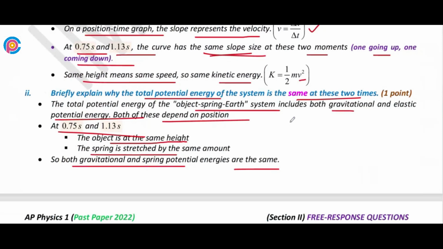We can also see this from the law of conservation of energy. Total energy is equal to the sum of kinetic plus potential. If kinetic is the same in these scenarios, then potential is also the same in these scenarios. So we can also answer with reference to the law of conservation of energy.